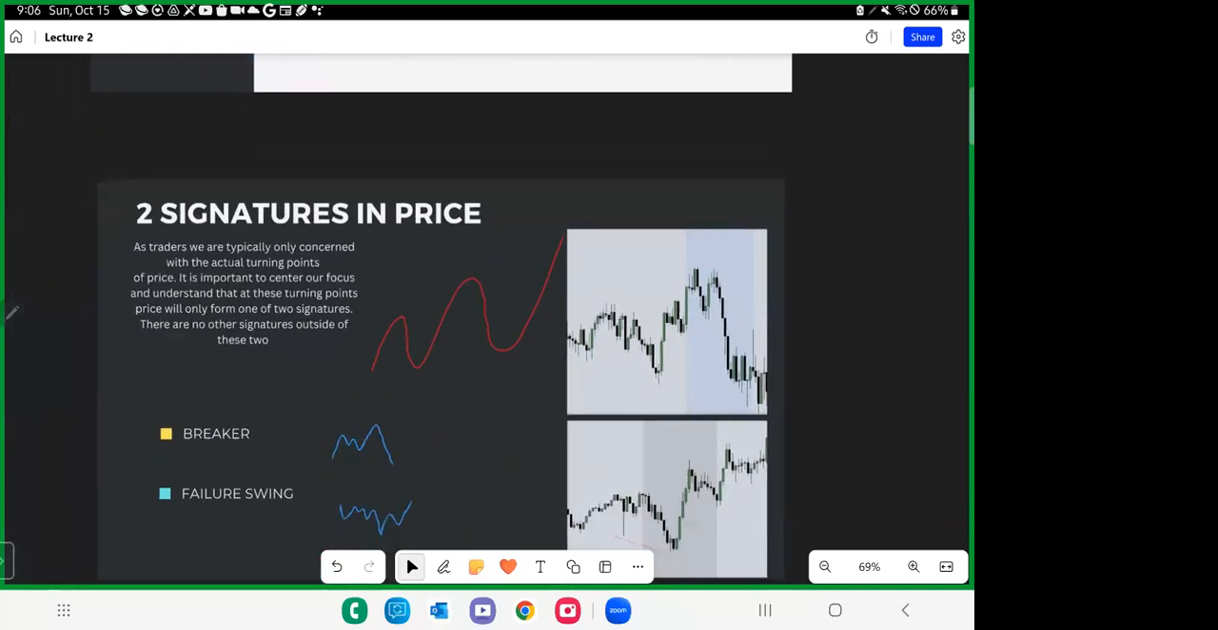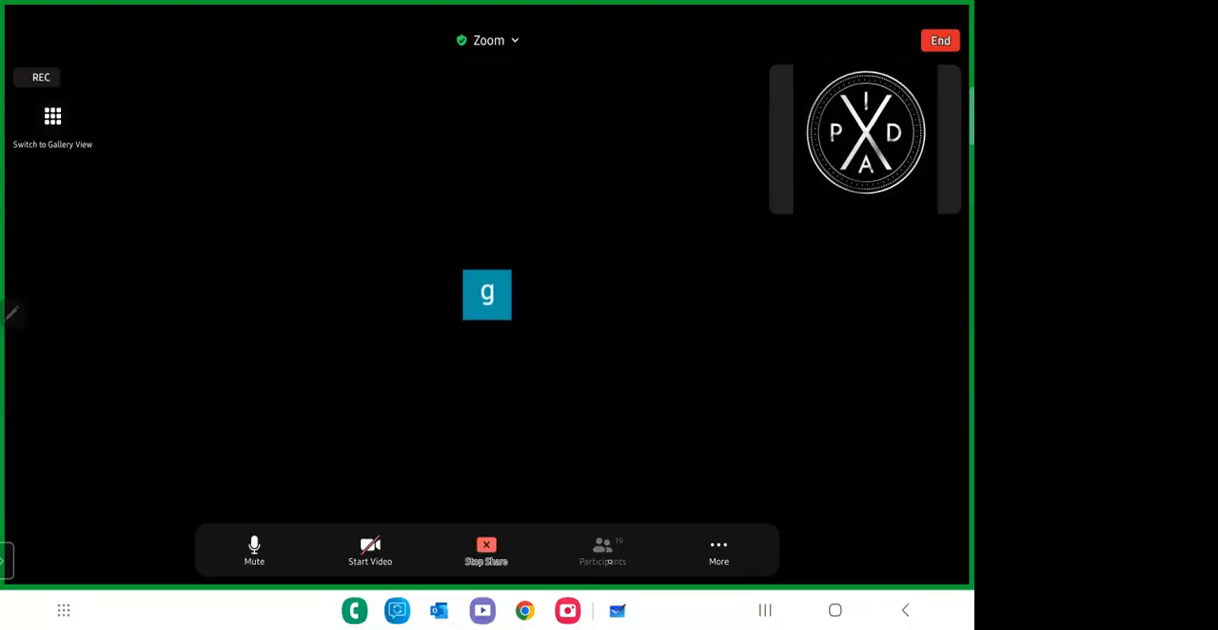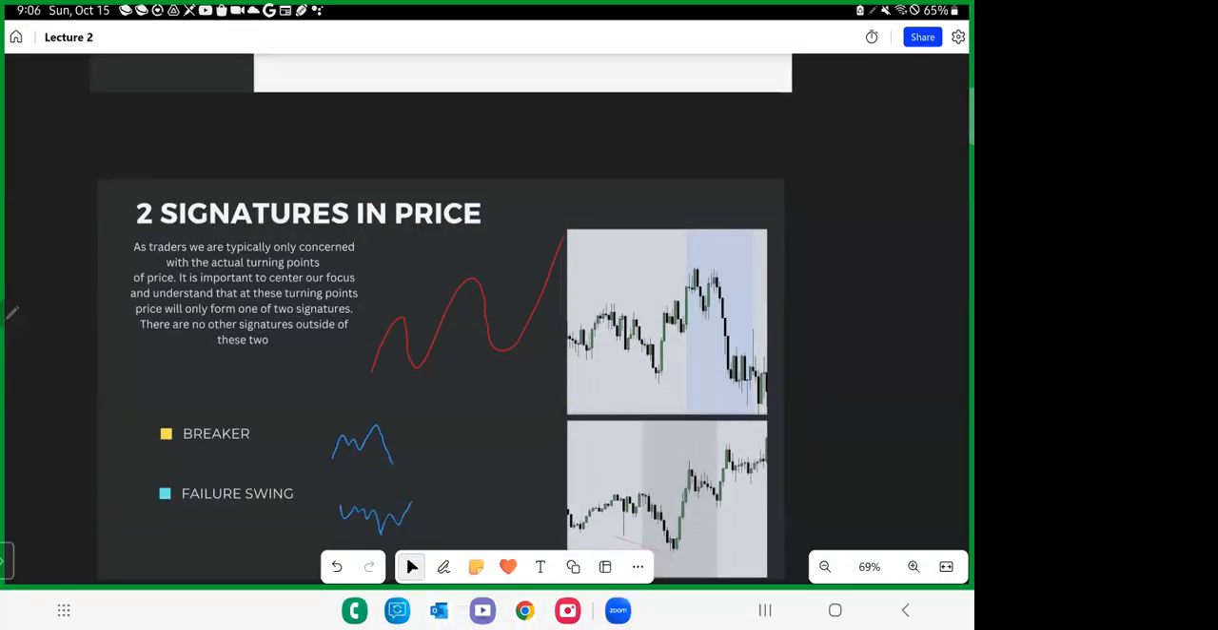The two signatures in price. As traders, we are typically only concerned with the actual turning points of price. So it is very important that we center our focus and understand there's only ever two signatures. If you go into price understanding that, hey, this is a key level, at this key level, once I zoom into a lower time frame, there's only two signatures that can form. There are no other signatures outside of those two in price.